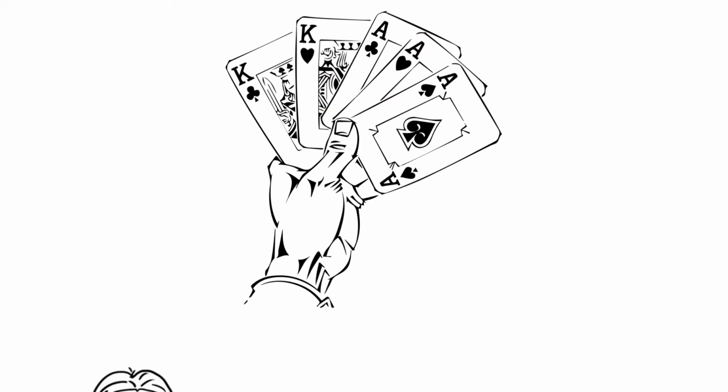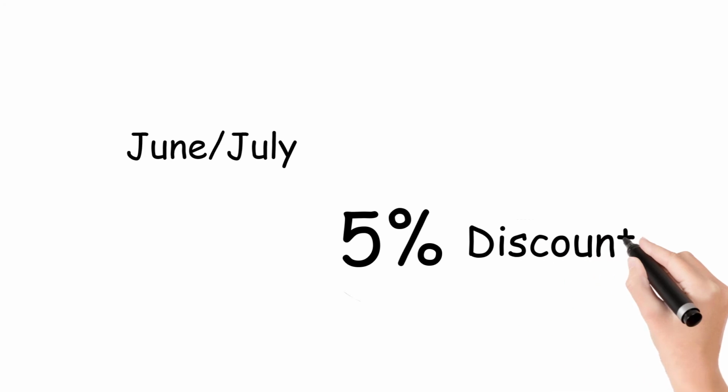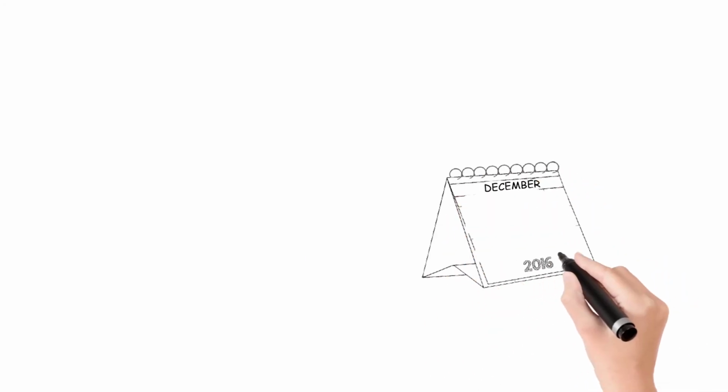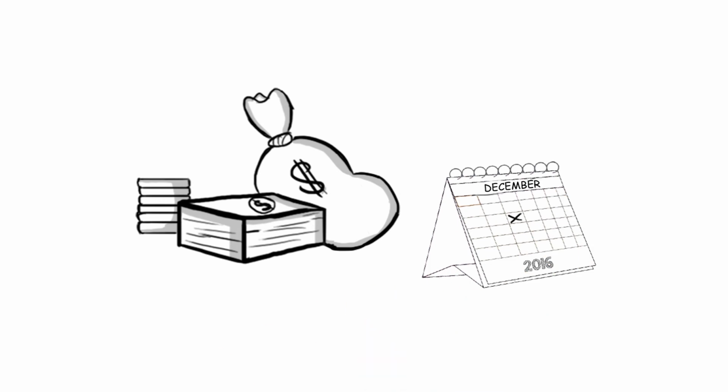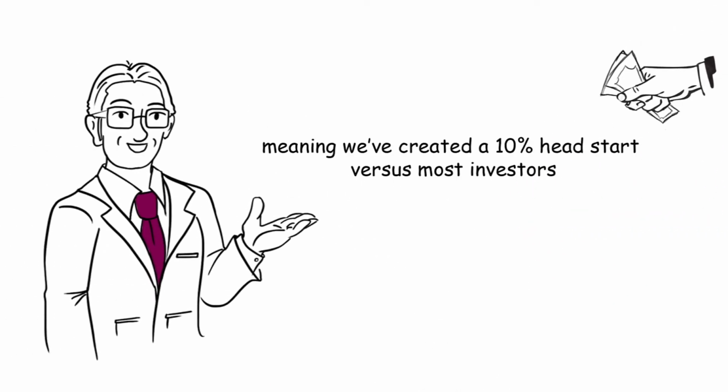The magic to the strategy is that there are normally 2 redemption periods per year, one in June or July and one near year-end. So we can buy a fund at a 5% discount, redeem it mid-year, and give ourselves a 5% cushion on the market. Then, after we get our money back mid-year, we find a fund with a year-end redemption and redeem it at year-end. So we've closed this 5% discount twice in 1 year, meaning we've created a 10% head start versus most investors. We have just explained one of our best ideas called closed-end arbitrage.